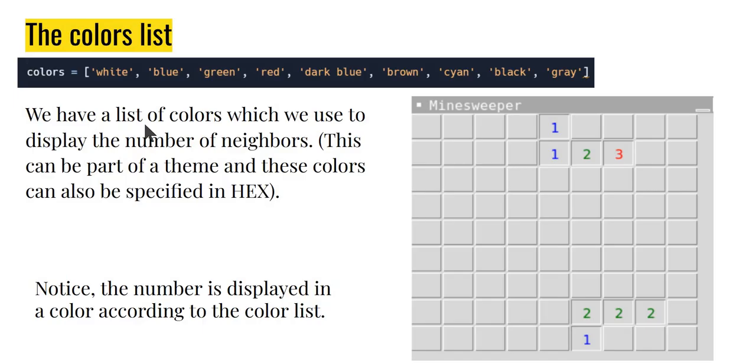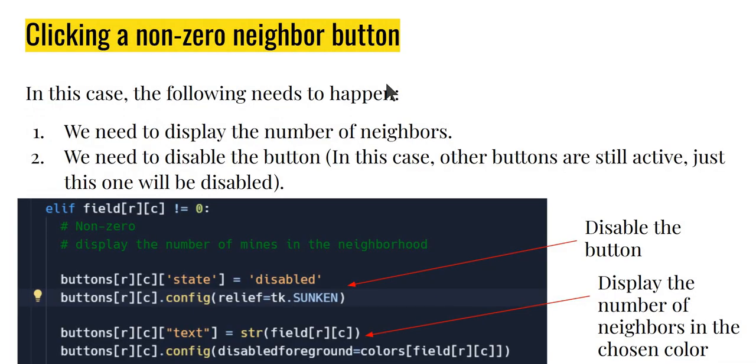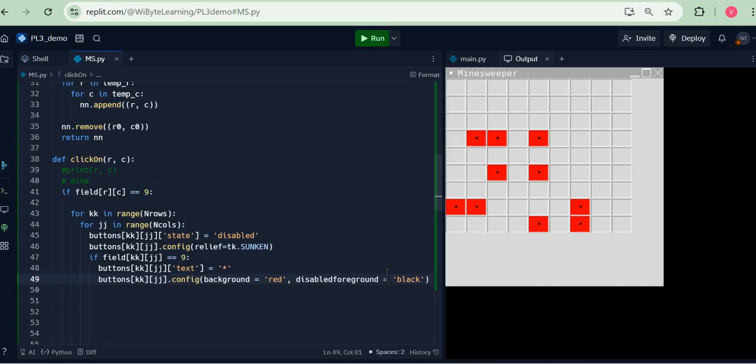The colors also can be made as a dictionary, in which case we don't need this white. In fact, we can have colors as a dictionary: 1 maps to blue, 2 maps to green, 3 maps to red, and so on and so forth. However, that will not change the way we are calling this function. So let's go back to our code.